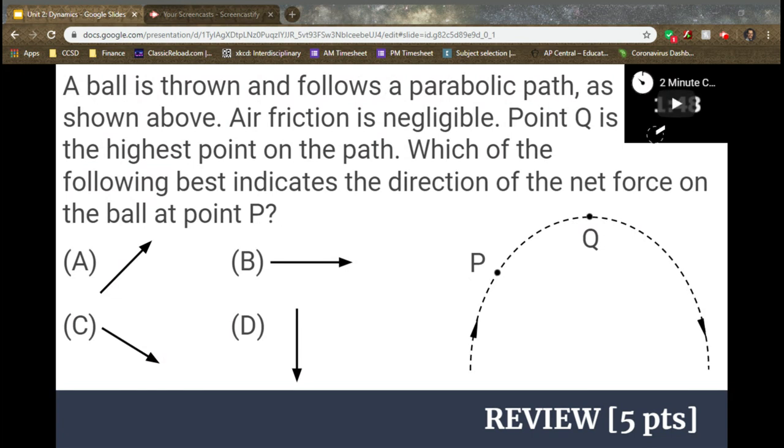Next one, again, 2-minute timer if you want to try to get this fast. A ball is thrown and follows a parabolic path as shown above. Air friction is negligible. Point Q is the highest point on the path. Which of the following best indicates the direction of the net force on the ball at point P? So pause, give yourself 2 minutes. The correct answer is D.